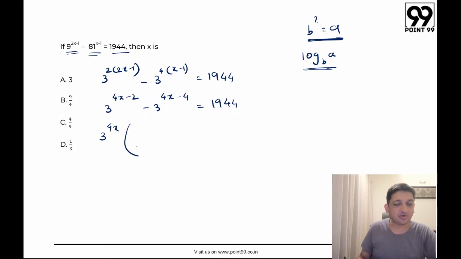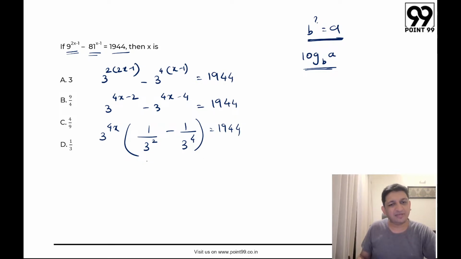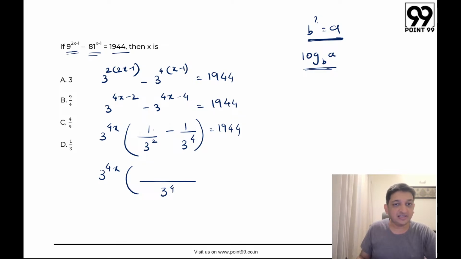So 3 raised to 4x को common लेते हैं, तो यहाँ पे बचेगा क्या, 3 raised to minus 2. If you would have looked at the previous question, 3 raised to minus 2 is 1 by 3 square. 3 raised to 4x minus 4, so 1 by 3 raised to 4 हो जाएगा, equals 1944. Right? अब यहाँ पे if you want you can convert it back. अगर पहले नहीं convert करते तो भी चलता, करेंगे तो भी it's fine, it's okay, not a problem at all. So my denominator will be 3 raised to 4. So I'll just write it as 3 raised to 4 itself. This term will be 3 square, क्योंकि I will have to multiply the numerator and the denominator by 3 square.